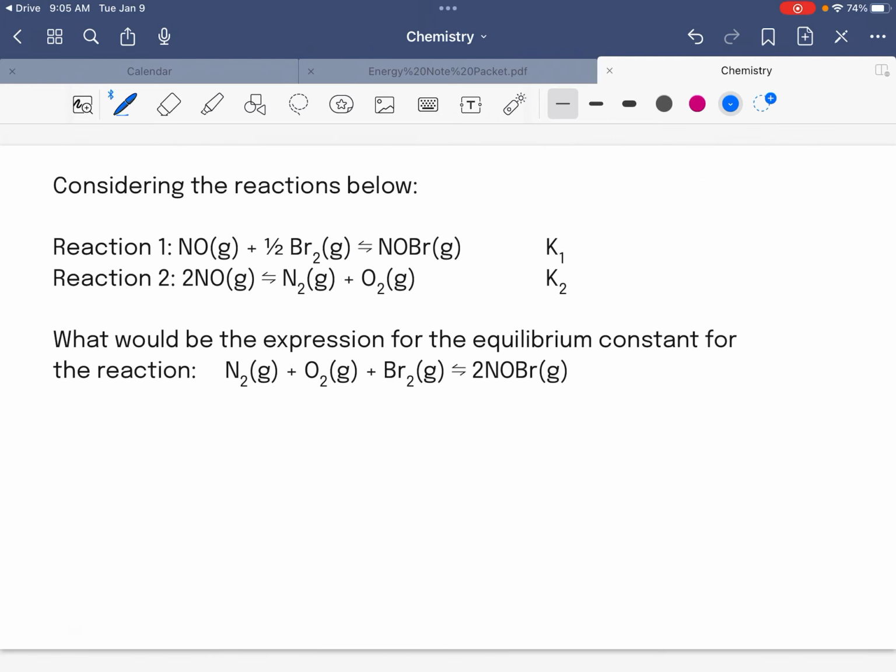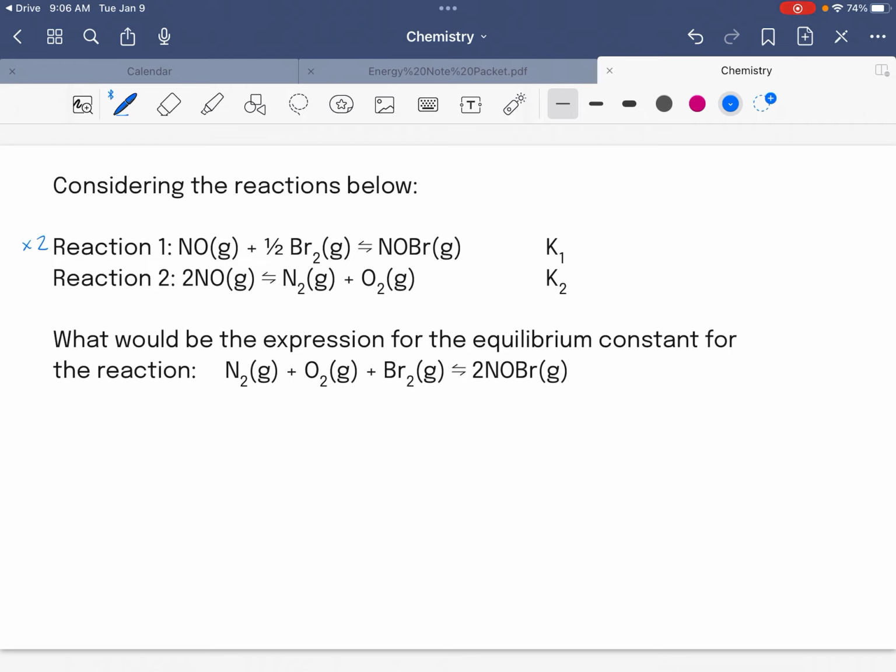Okay, so looking at a practice problem on this, consider the reactions below. So we have reaction 1 and we have reaction 2. What would be the expression for the equilibrium constant for the reaction? And they give us this final reaction that we're trying to reach. So let's start with our NOBr. We have 2 moles of NOBr. If I look at reaction 1, it's the only one that has the species NOBr. It is on the correct side, it's on the product side, but we do have to multiply this reaction by 2 in order to scale it up.